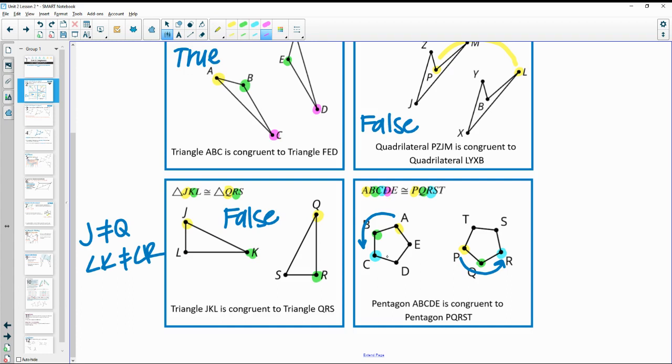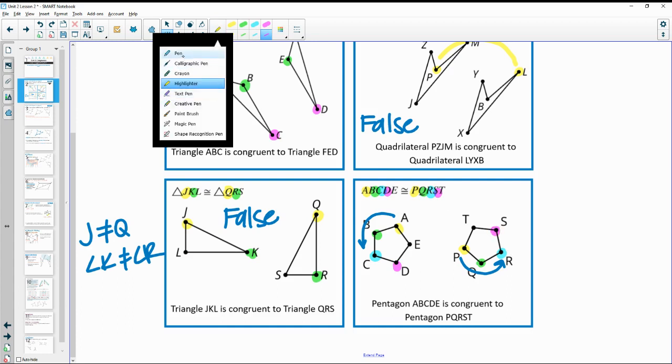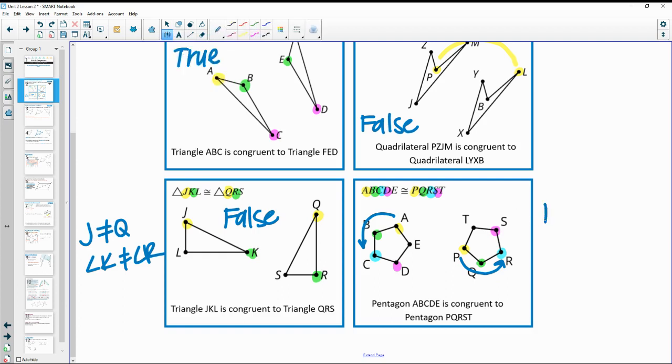So let's just make sure. D comes after C, and then S comes after that R. So this is a true statement here as well. There are multiple other options for how you could write this congruent statement, but this one is true.